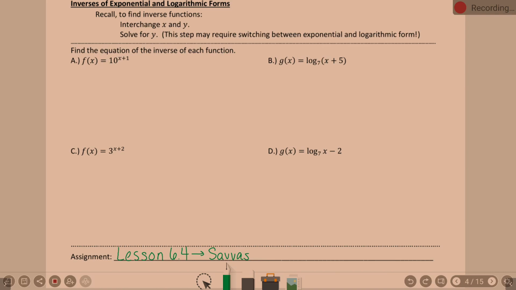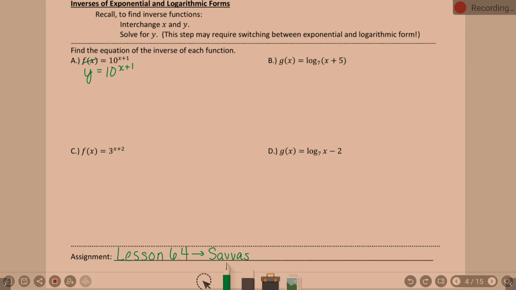Okay, let's look at example A. f of x equals 10 to the x plus 1. First of all, what do you guys know about f of x? That is a fancy way of saying y. So this is really y equals 10 to the x plus 1, if you will.